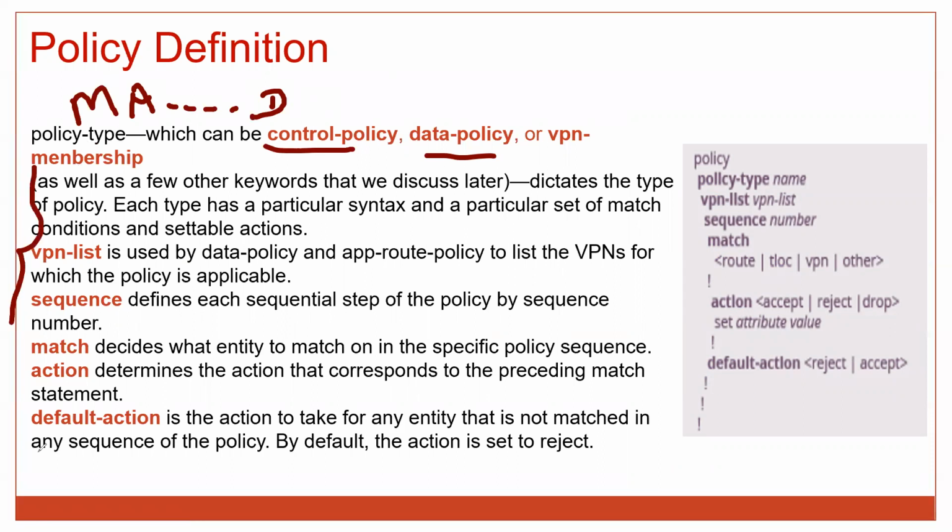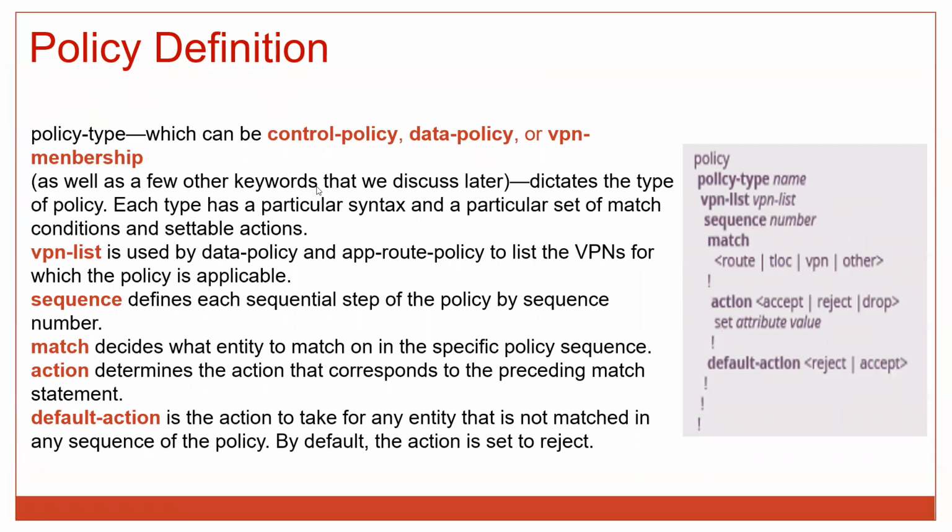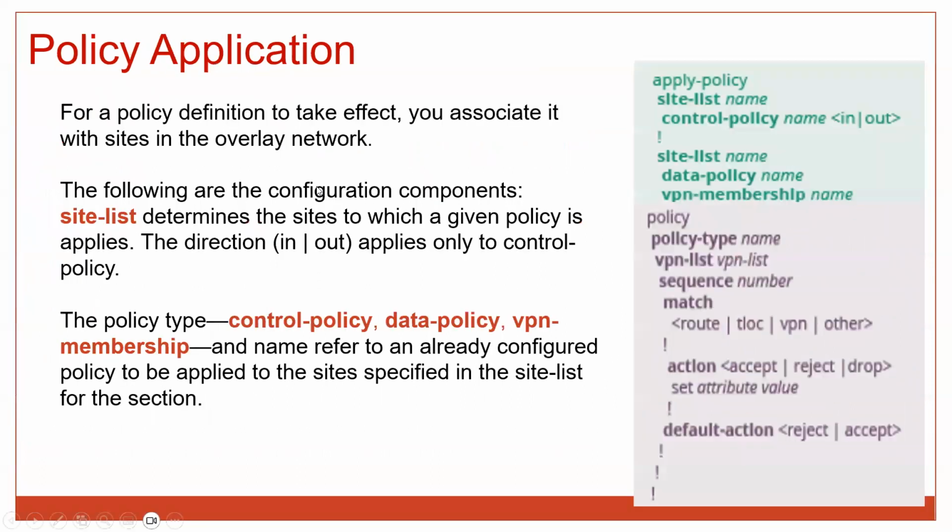So in this policy, you have to define sequence 10, sequence 20, sequence 30, 40, etc. In each sequence, for example, sequence number 10, there is a match statement and then an action. And once all these matches are done and the sequence numbers end, then you have this default action, either accept or reject. Right.